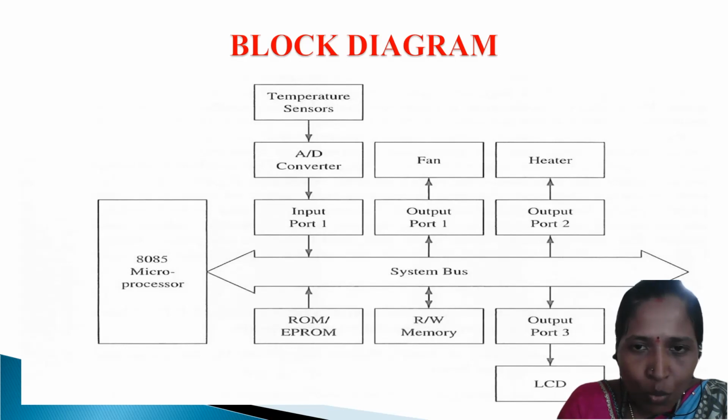And here, whatever input and output devices there are, they are connected through the input and output ports. And finally, output port 3 is given to the liquid crystal display. So this is about the microprocessor temperature control system. So finally, this is how the temperature is controlled with the help of the microprocessor. Thank you.